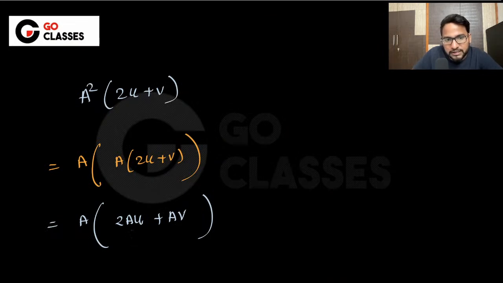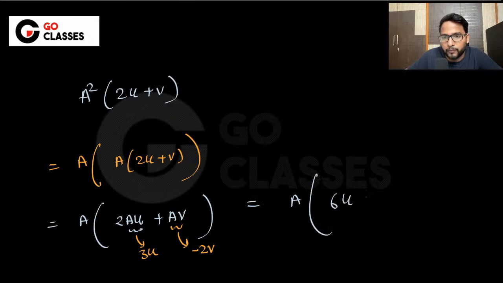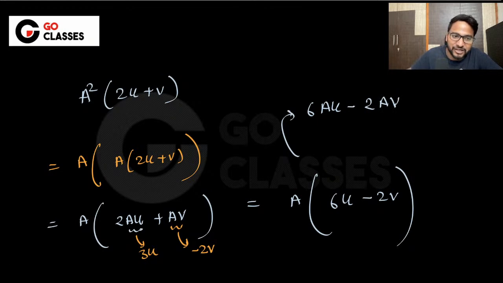Since this is 3u, this will be 3u, and this is minus 2v. So hence this is equal to A into 6u minus 2v, which is the same as 6Au minus 2Av. Again, this Au is 3u, and this is minus 2v.